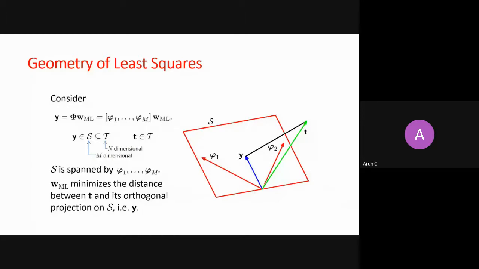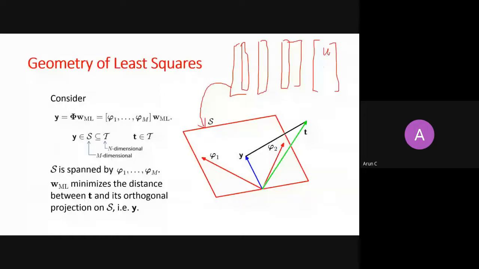Let's say this is my design matrix, where every column is defined by a basis function. So these are my basis functions. All these basis functions will span a space, let's call it S. If you take a linear combination with the help of some W, then you will be in this space S. So when you take a linear combination, let's say you get this Y. Now this Y can never be T, because T is not in the column space of the design matrix.